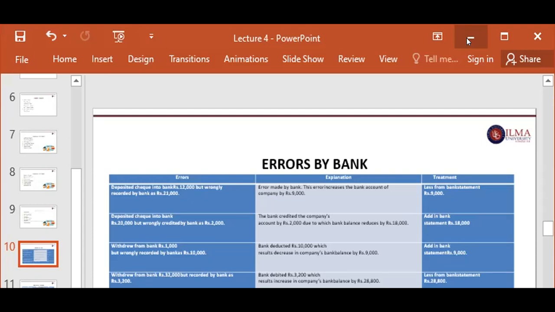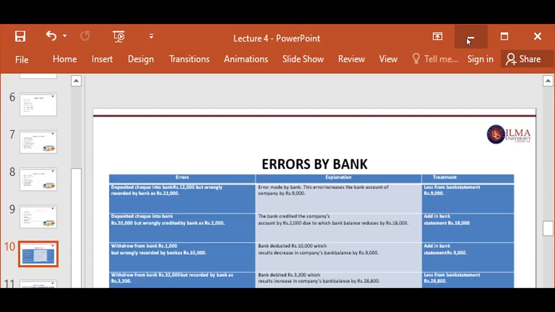Bank wrongly credited the company's account by rupees 2,000 instead of the other company. Bank wrongly credited 2,000, which results in an increase in the bank account of the company by rupees 2,000. This should be subtracted from the bank statement, or 2,000 should be subtracted from bank statement.